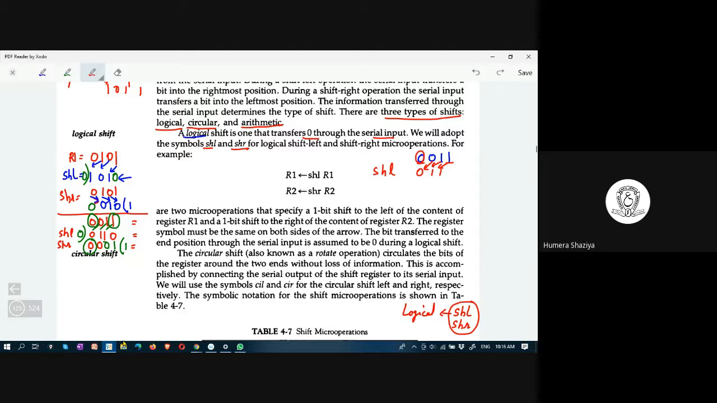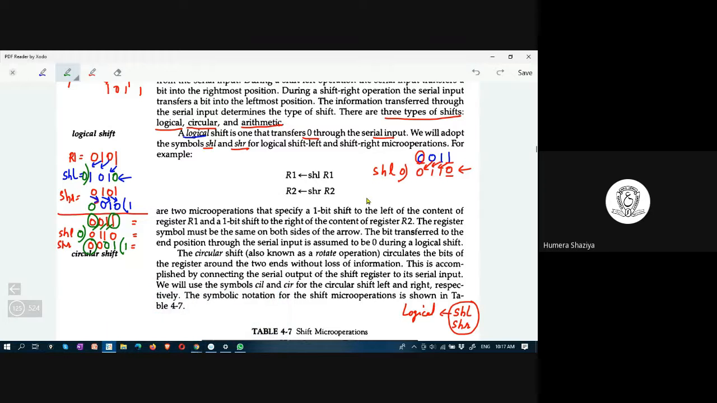Okay. So what you have to do? You send it out. This is serial out, and now this position is empty. What you have to do? You have to serial in. You have to transfer 0 in. What you have to transfer in? 0. So this is logical shift left.